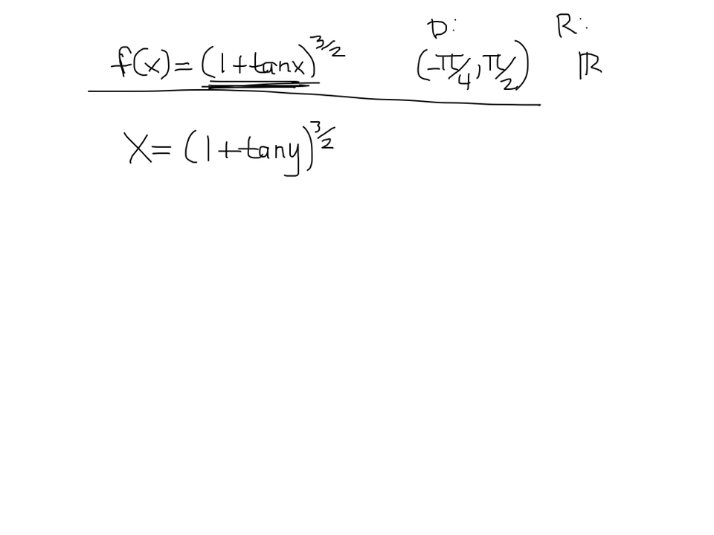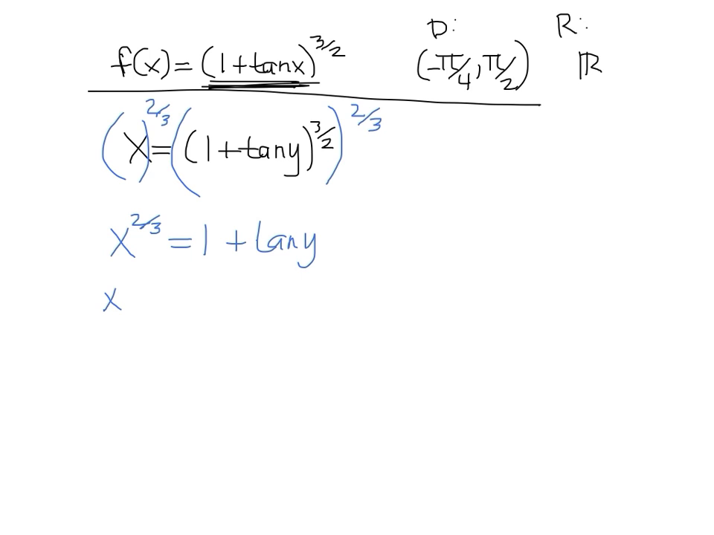So anyways, I switched x and y. Now I need to resolve for y. I'm going to get rid of this 3/2 power, so I have to take both sides to the reciprocal power, which will be the 2/3 power. So we're going to have x to the 2/3 is equal to 1 plus tangent y. And then I'm going to subtract 1. x to the 2/3 minus 1 is equal to tangent y. And then I'm going to take the inverse tangent of both sides. So we're going to have inverse tangent of x to the 2/3 minus 1 is equal to y.